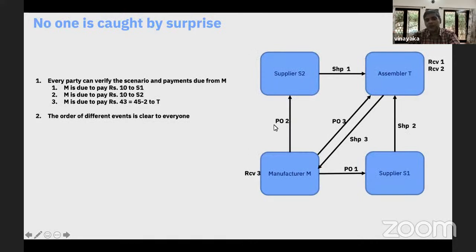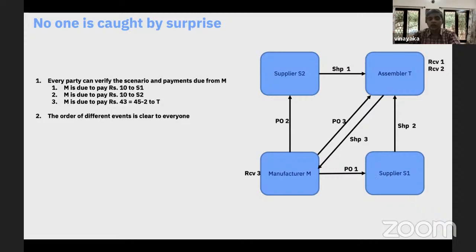As far as the transaction involving part A was concerned, it is sufficient if the assembler, supplier one, and manufacturer are in agreement. Supplier 2, S2, does not have anything to do with part A, and hence this supplier may not want the other supplier to have a view into this data. And similarly, anything related to part B is something that supplier S1 need not have visibility into.